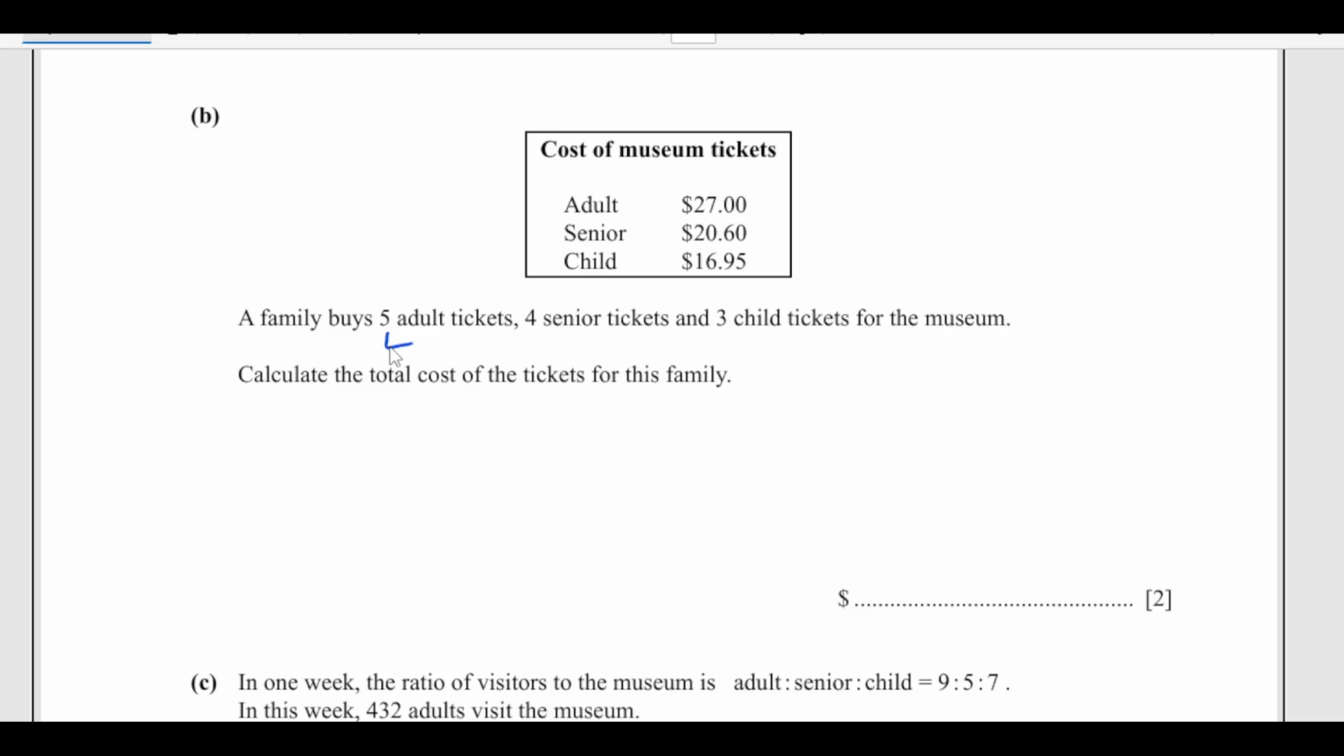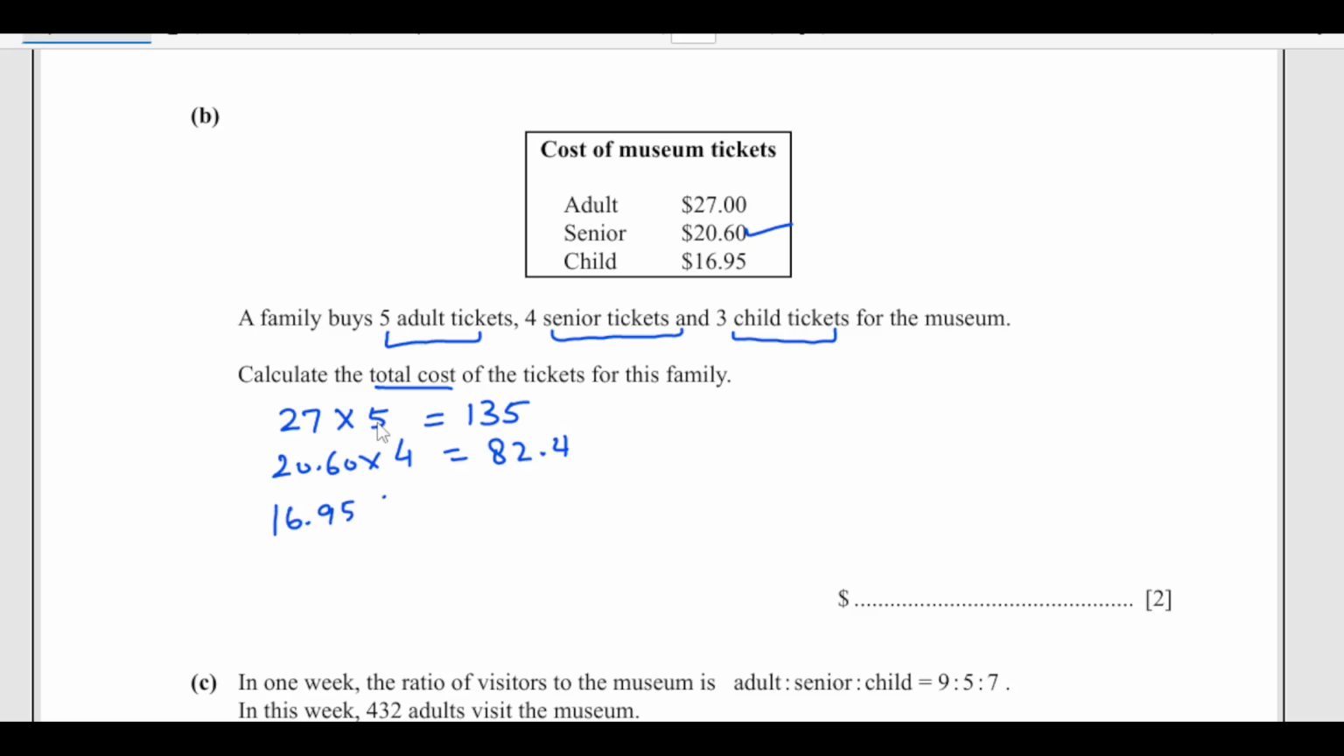The family buys 5 adult tickets, 4 senior tickets and 3 child tickets for the museum. Calculate the total cost of the tickets for the family. So 5 adults, one adult ticket is $27, times 5, so this is 135 when you multiply. Senior tickets, 4 seniors, one senior is 20.60 times 4, so this is 82.4, right?